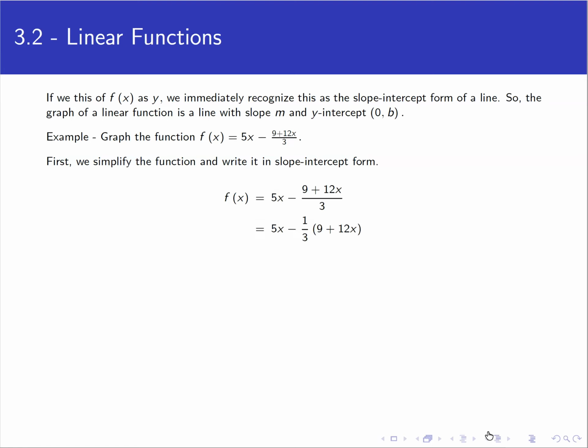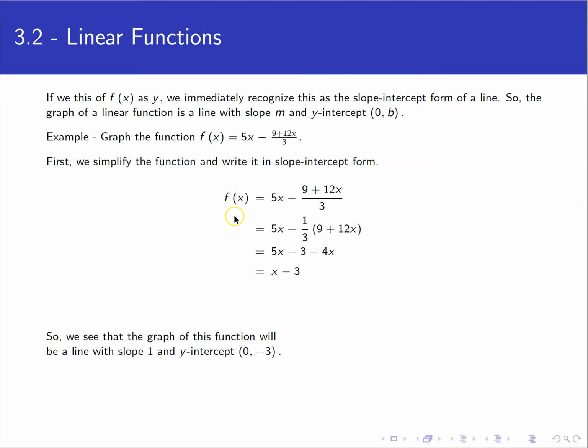All right, so start with our function. One way to think of this is the same thing as negative 1/3 times the quantity 9 plus 12x, which means we can distribute that minus 1/3 through. Minus 1/3 times the 9 gives us the minus 3. Minus 1/3 times the positive 12 gives us the minus 4. So now we've got 5x minus 3 minus 4x, or simplifying that down, we get x minus 3.